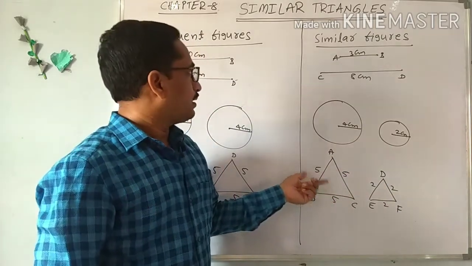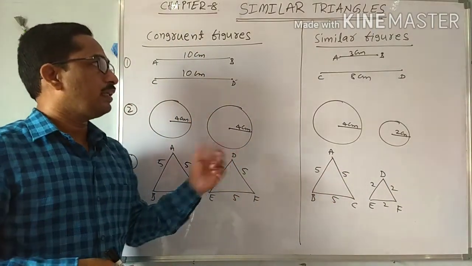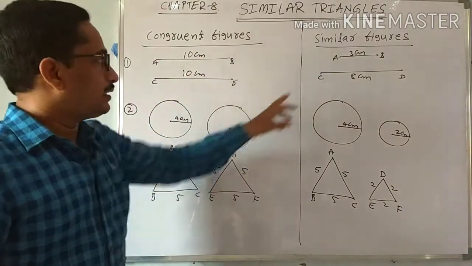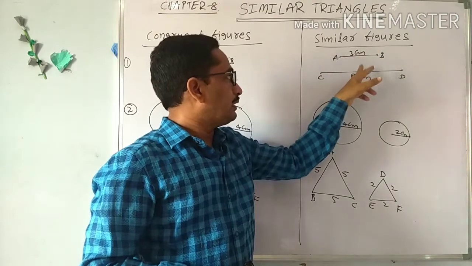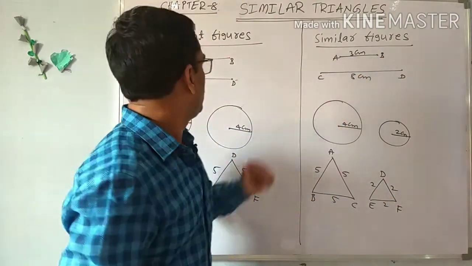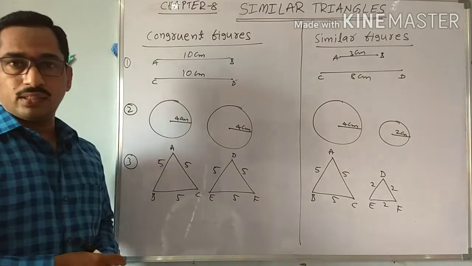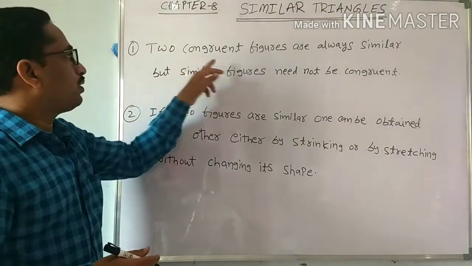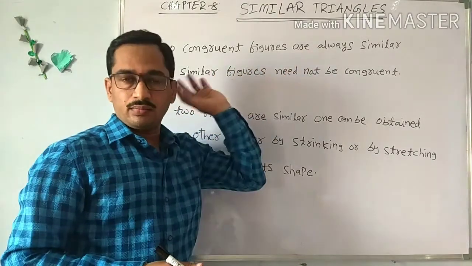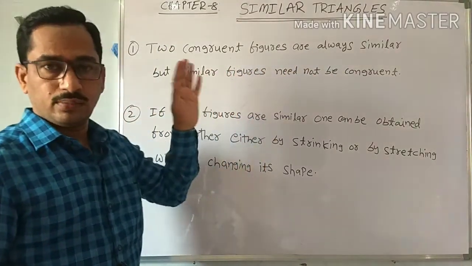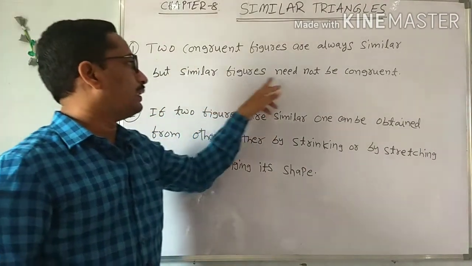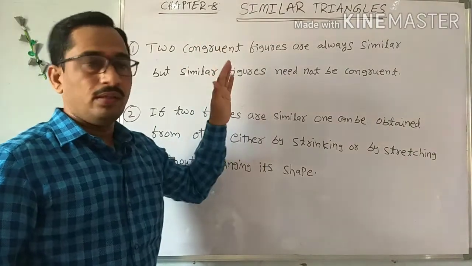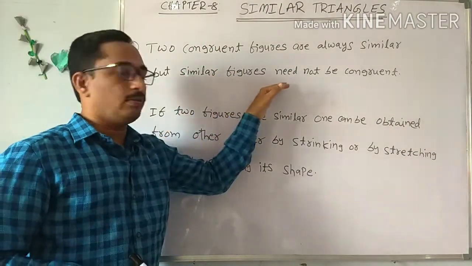So this is the difference between congruent figures and similar figures. Congruent figures mean same shape and same size, and similar figures mean same shape but different sizes. See some points here. Two congruent figures are always similar. Every congruent figure is always similar, but similar figures need not be congruent.